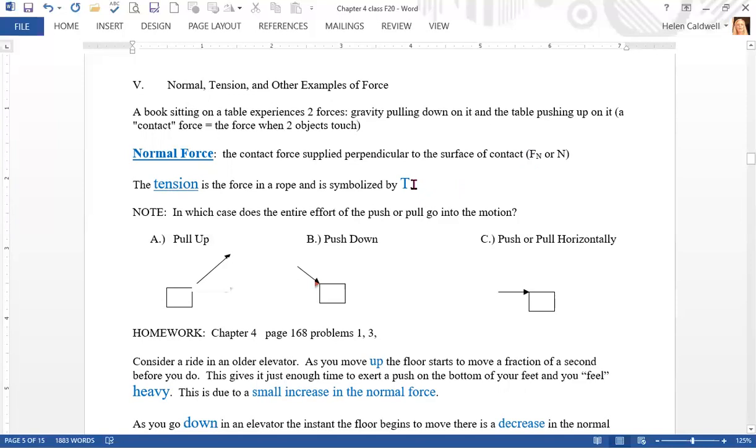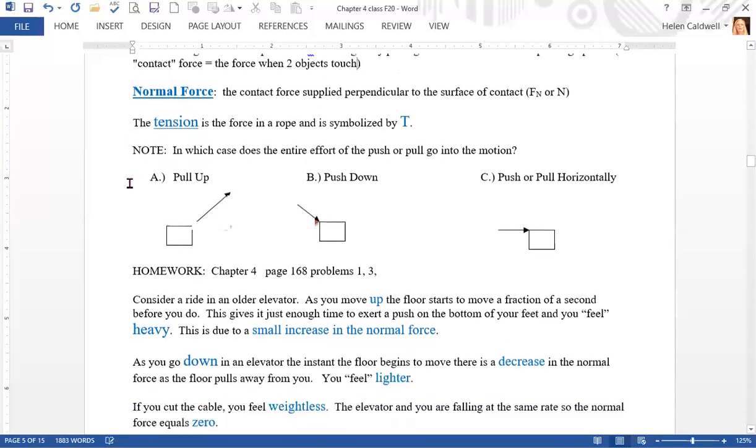Tension is the force in a rope or a string or something of that nature, and it is going to be symbolized by capital T. Later on, we'll use capital T for something else, but for now, it's going to symbolize tension in a rope. So let's look at these three examples.